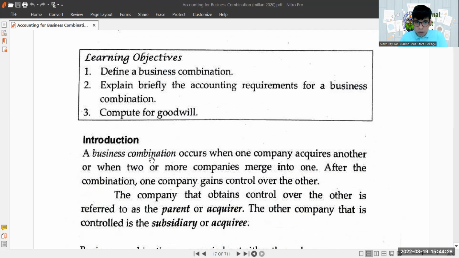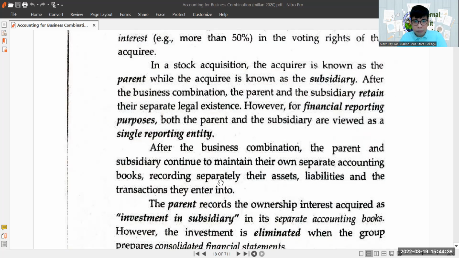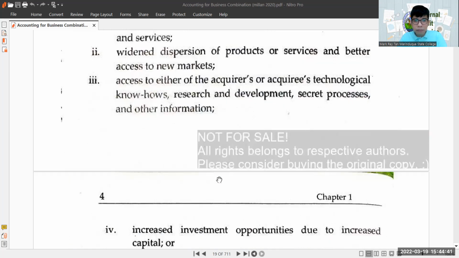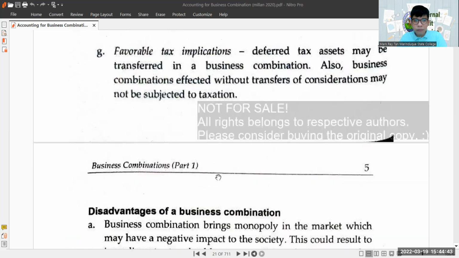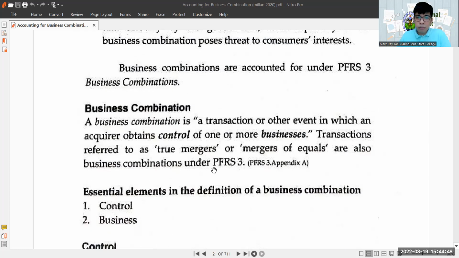Okay? So dito class, dito sa definition ng business combination, mag-proceed tayo directly dun sa PFRS 3, which says that, according to PFRS 3, business combination is a transaction or other event in which an acquirer obtains control of one or more businesses. Transactions referred to as true mergers or mergers of equals are also business combinations under PFRS 3.